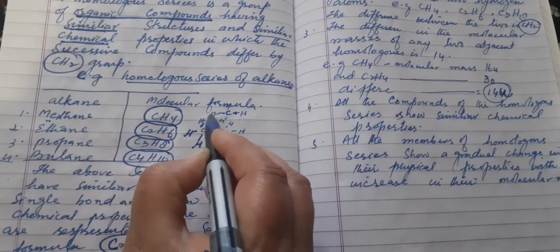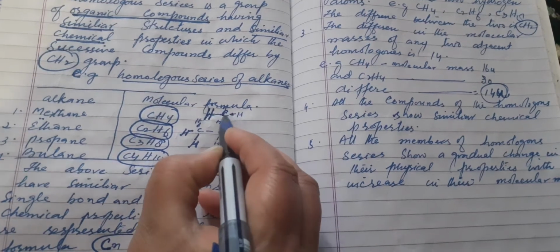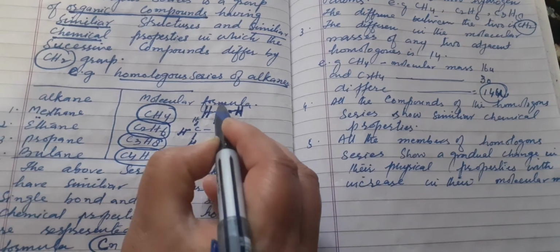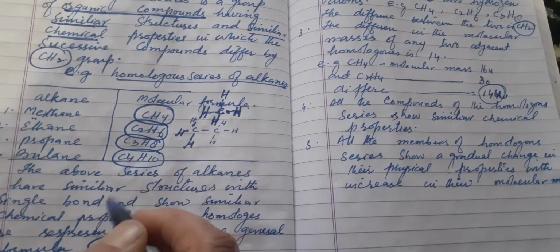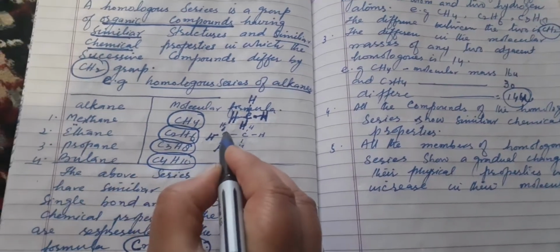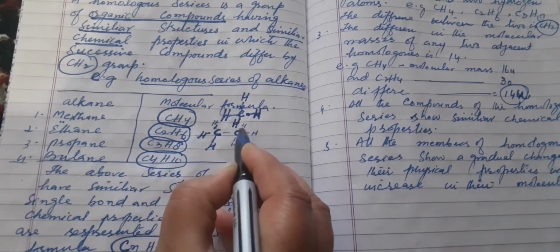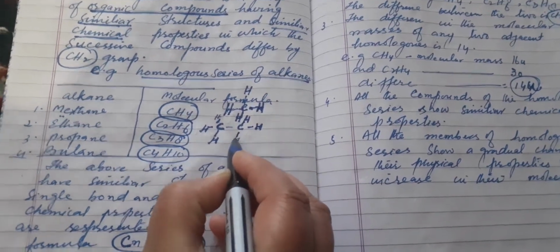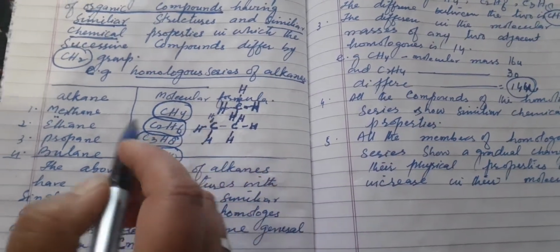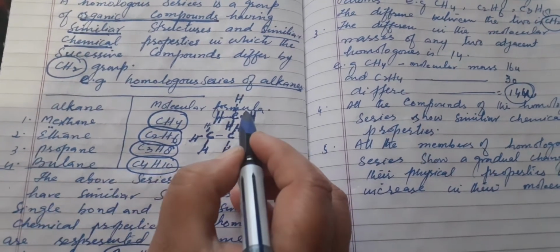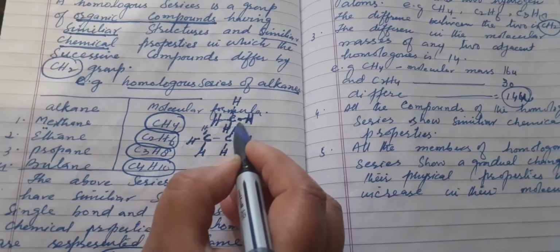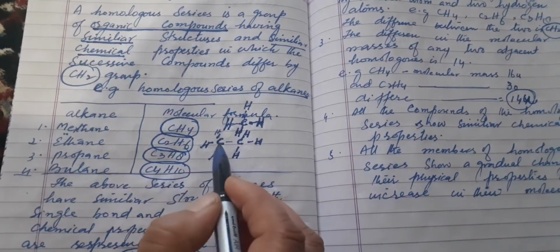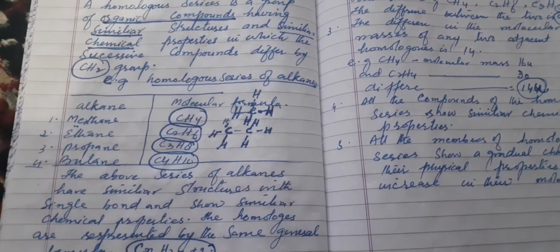If we give the structure of methane, 1 carbon and 4 hydrogen atoms, they are connected to the carbon atom through a single bond. In case of ethane, it has 2 carbon atoms and it is also connected by different hydrogen atoms through single bond. Therefore, this is the homologous series in which the members have similar structures and similar chemical properties.